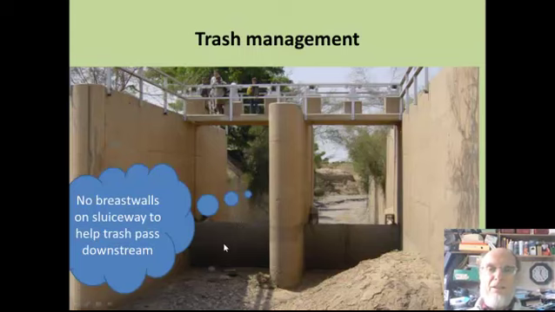Here, on a properly engineered structure, is a sluiceway, and it's worth noting on this design, sluice gates are here, but there is no breast wall provided. So trash can either go over the gates if they're closed, or if the gates are fully opened, they can be lifted well clear of the water, and the trash can flow downstream rather than block the structure.